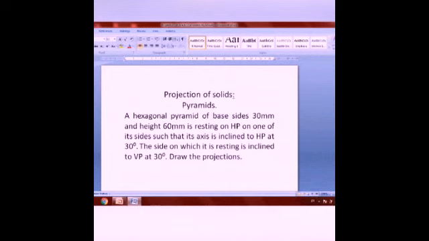This is a problem on a hexagonal pyramid resting on one of its sides, of course the base sides, such that its axis is inclined at 30 degrees to HP, and the side on which it is resting is inclined to VP at 30 degrees. So reading the problem carefully is very important, and these parameters you have to note down, and accordingly you have to construct it in the software Solid Edge. Now you consider the software.